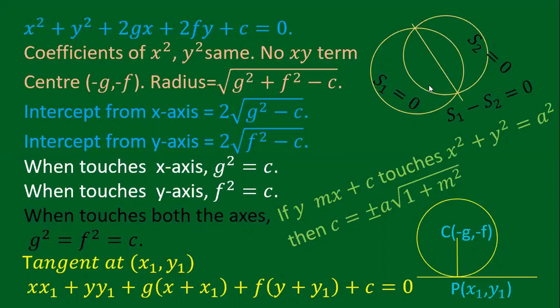Then the common chord of two circles S1 is equal to 0 and S2 is equal to 0 is given by S1 minus S2.